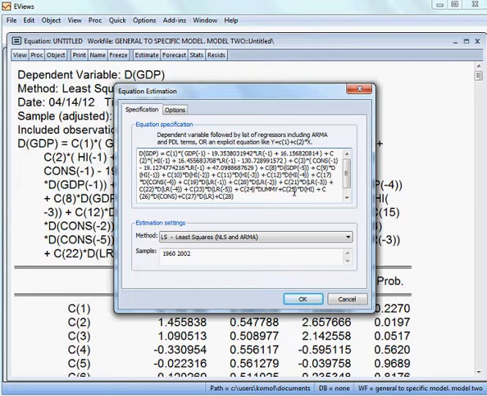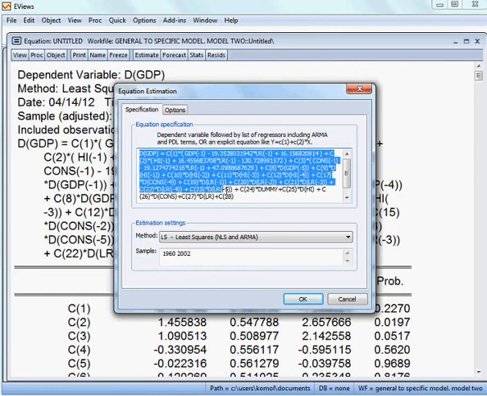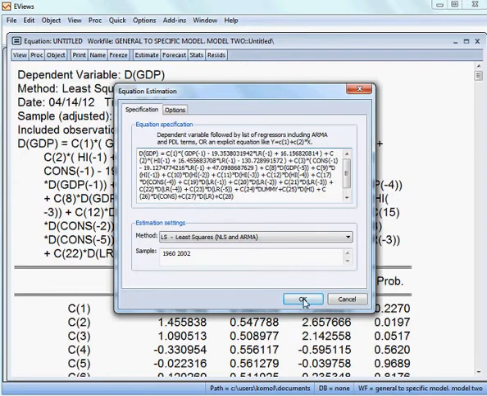C24, the dummy. C25, the housing. C26 is the consumption. C27 is the lending rate having no lag. Then C28, the constant. So this is my model, and I can run the model. I just run the model.